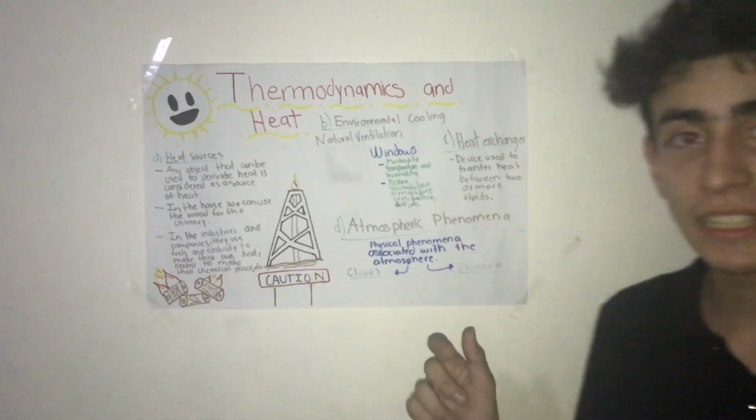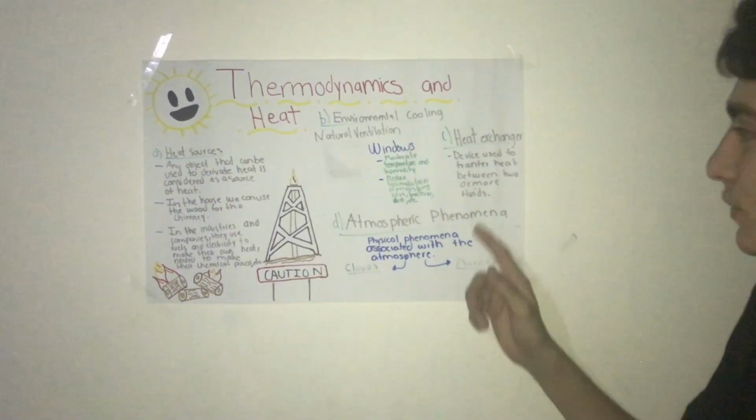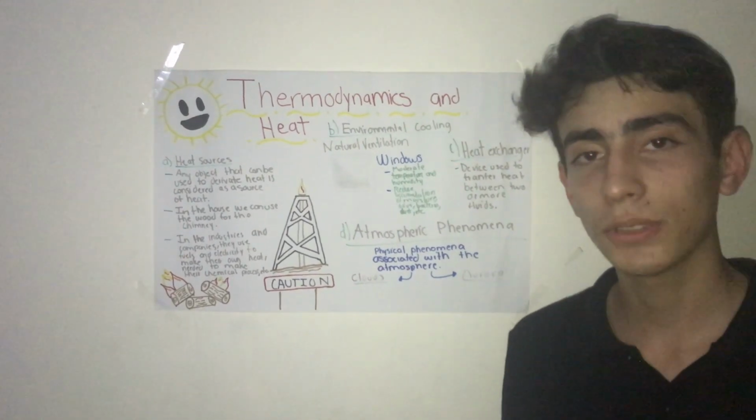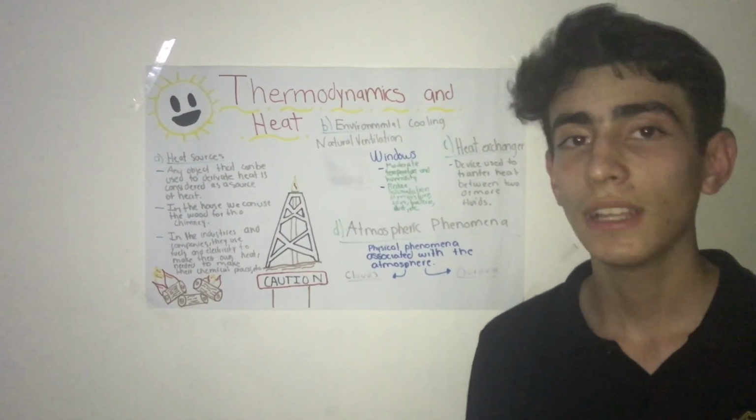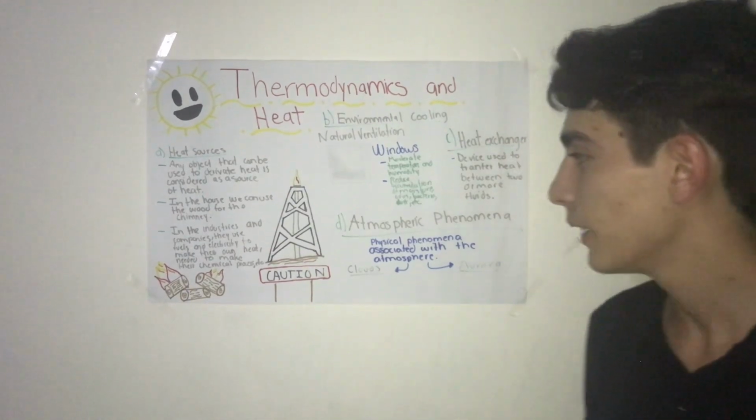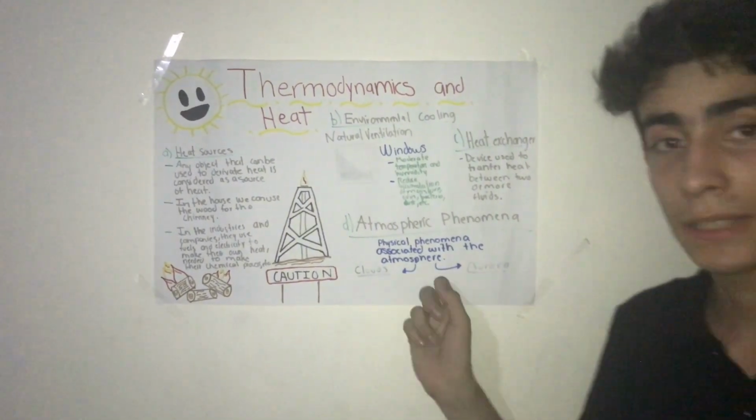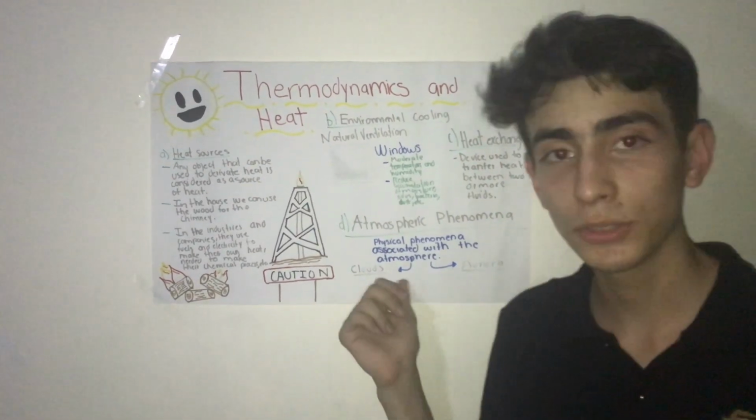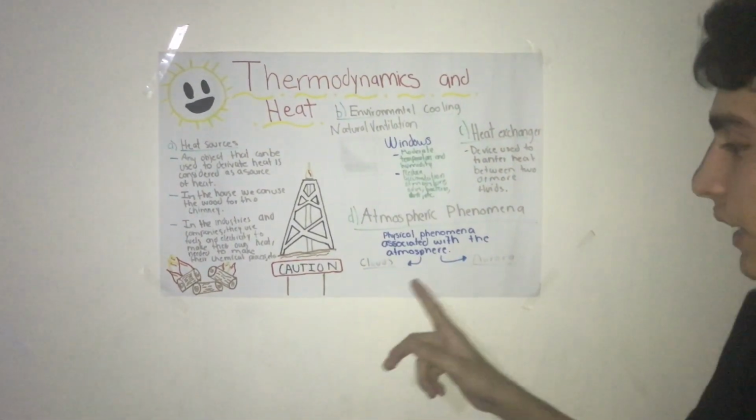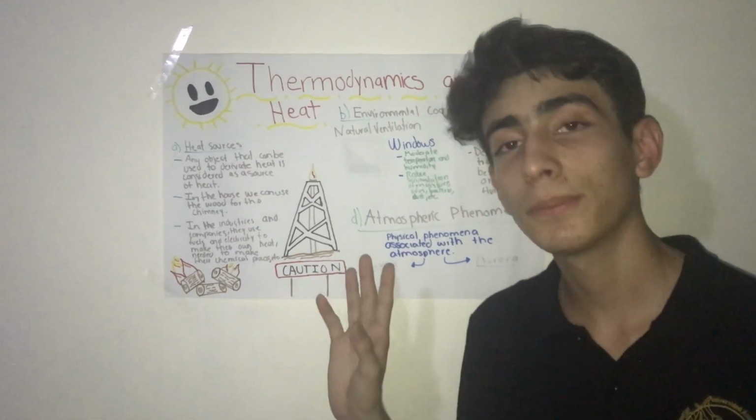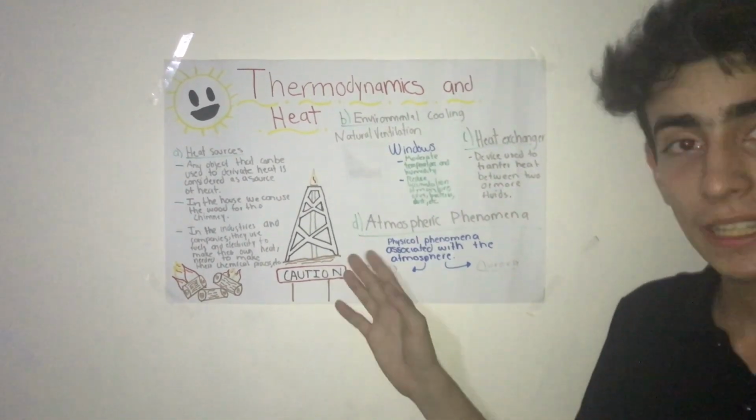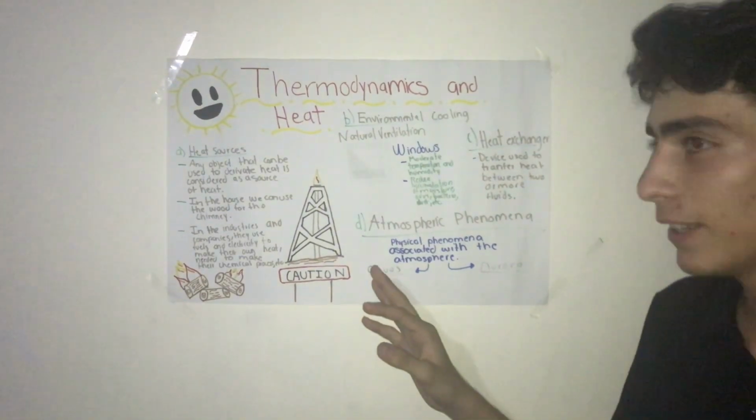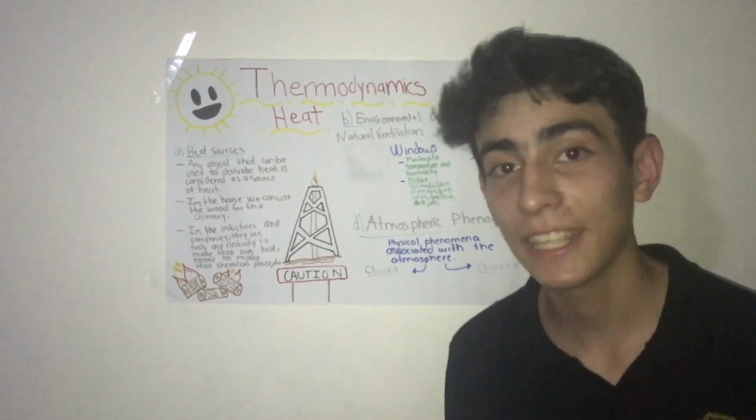The heat exchanger is a device that is used to transfer heat between two or more fluids. The first fluid transfers the heat to the second one, and the first one cools down. Finally, we have atmospheric phenomena. They are physical phenomena associated with the atmosphere. Examples are clouds and auroras. The clouds are very important for the world, due to the cycle of water. Thank you for your attention.